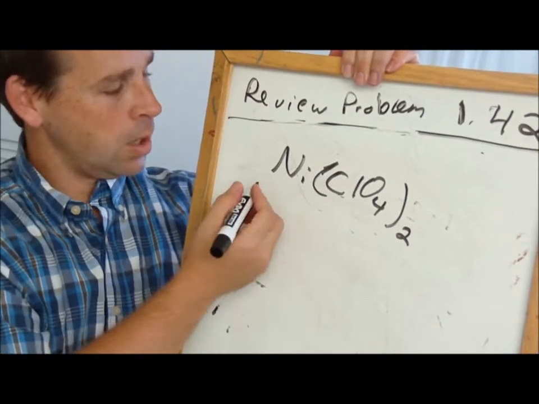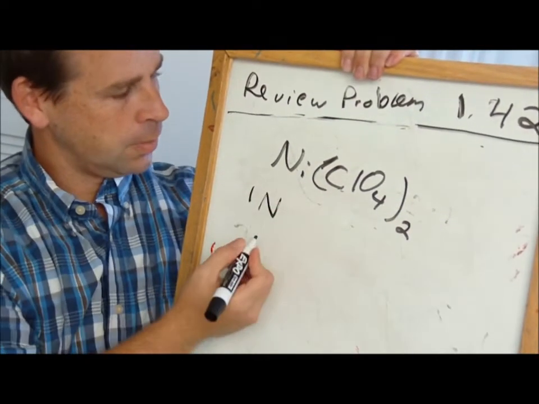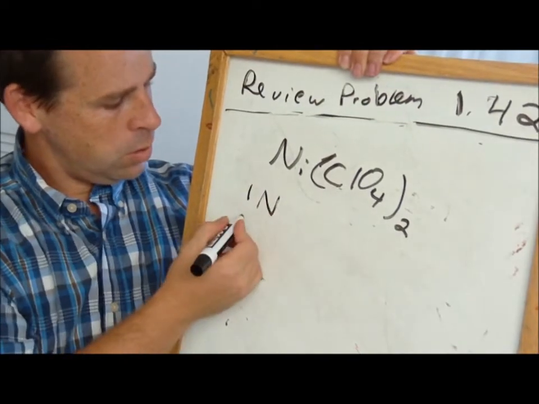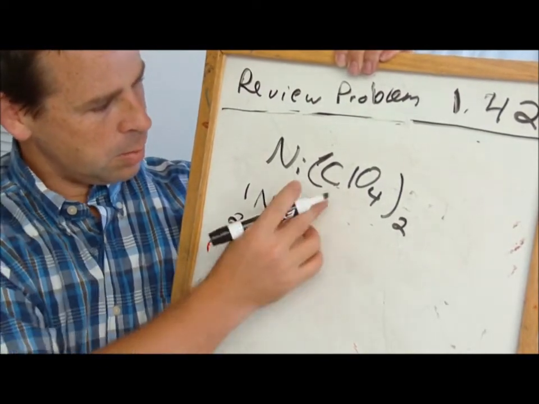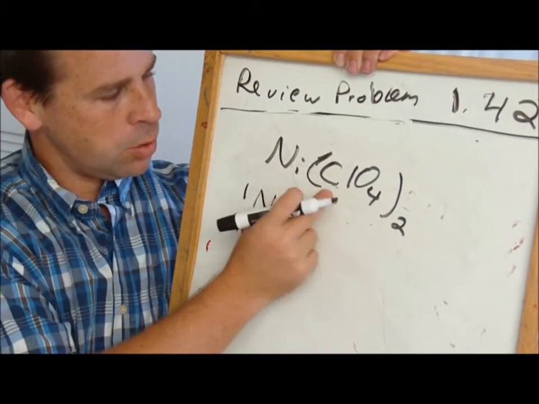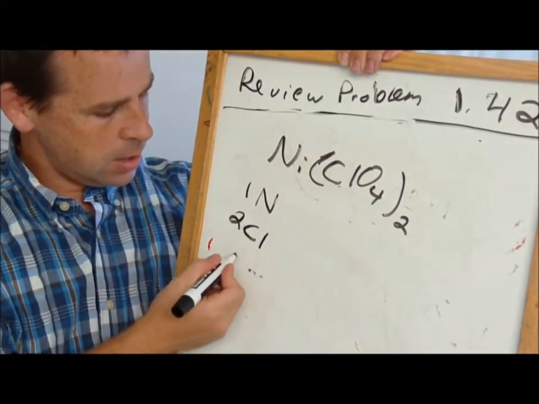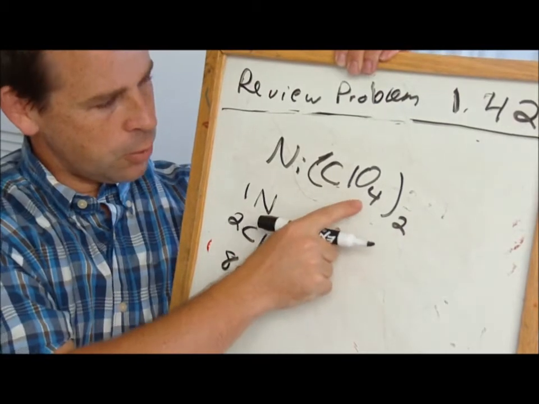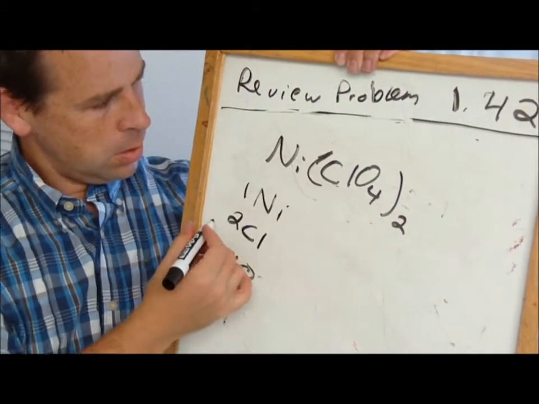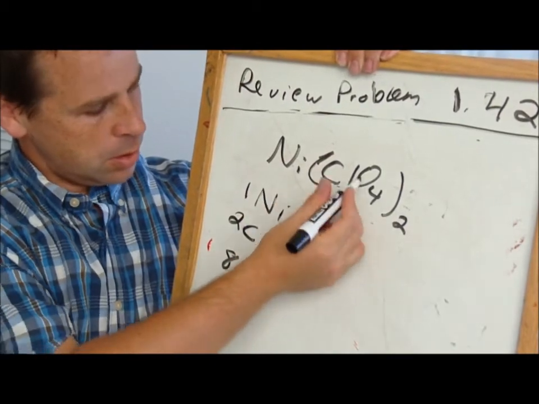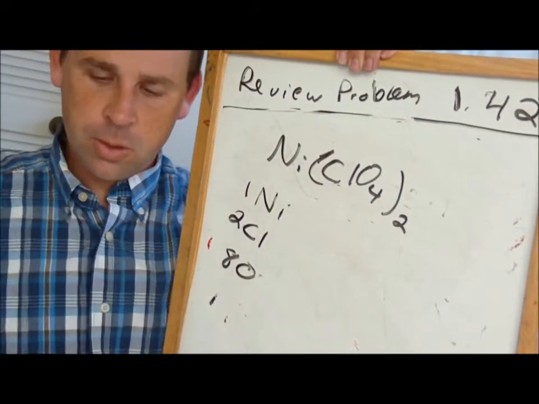So in this we have 1 nickel, we have 2 chlorines, because there's 1 chlorine in this parentheses and there's 2 of these parentheses, and we have 8 oxygen, because there's 4 oxygen in here and there's 2 of them. 1 nickel, sorry, 2 chlorines, and then 8 oxygens.